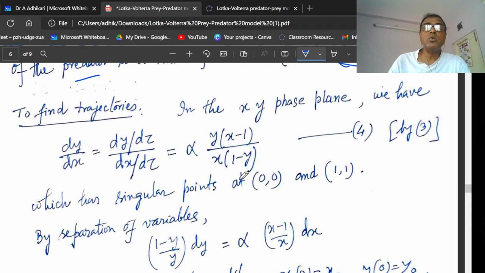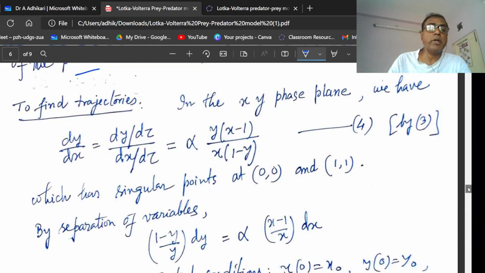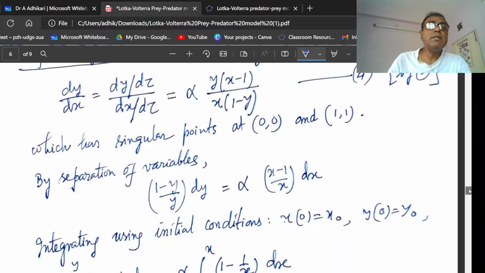and (1, 1). If you put x equal to 0, the denominator is 0, and when you put 1, the numerator is 0. So it has singular points at (0, 0) and (1, 1), these two equilibrium points. By separation of variables from equation 4, we get (1 minus y)/y dy equal to α (x minus 1)/x dx.